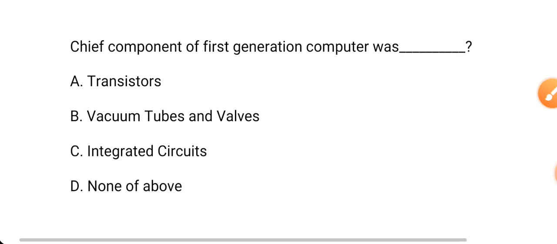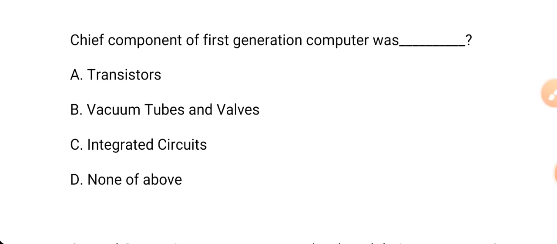Next question. Chief component of first generation computer was, and its answer is option B, vacuum tubes and valves.